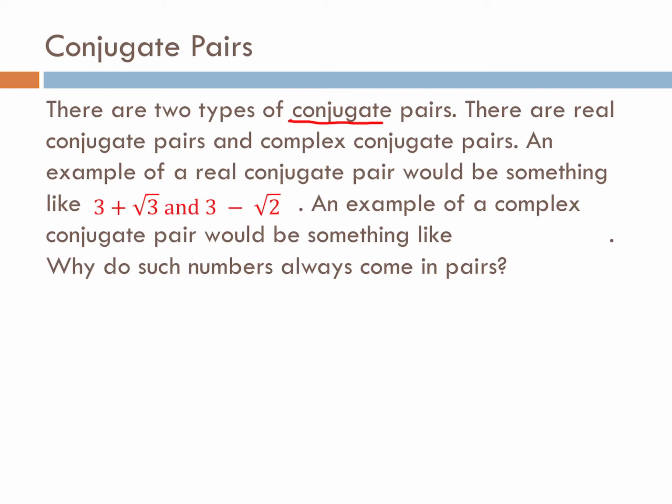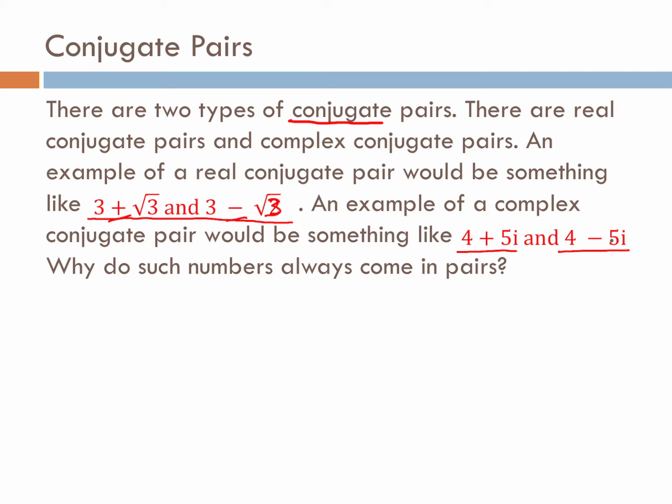An example of a real conjugate pair would be something like this: 3 plus radical 3 and 3 minus radical 3. So they're exactly the same, just one is positive and one is minus. A complex pair would be something like this: 4 plus 5i and 4 minus 5i.